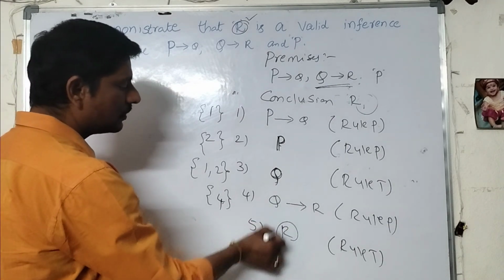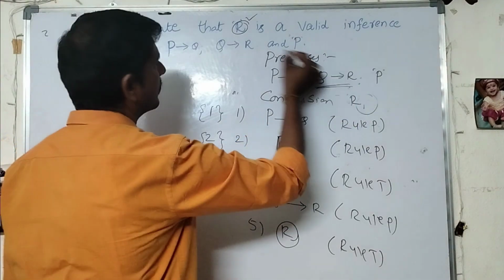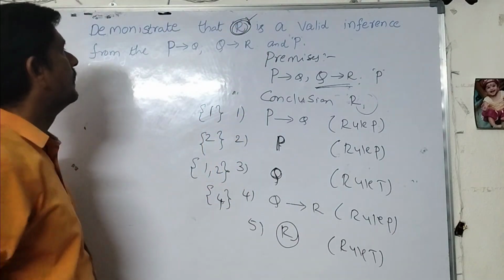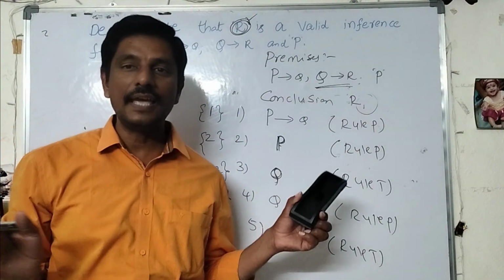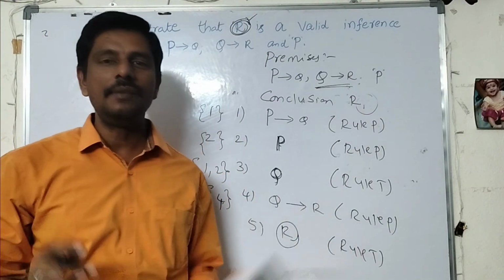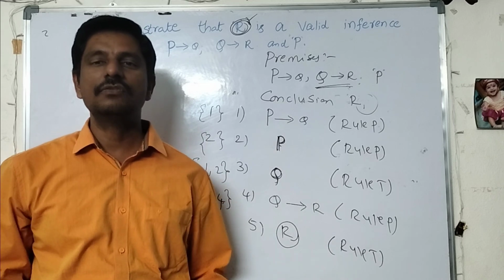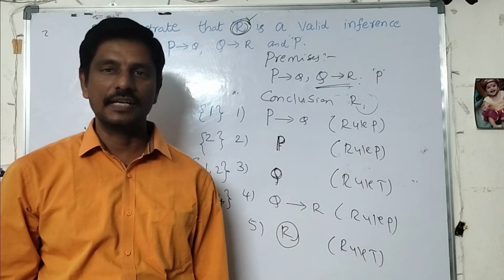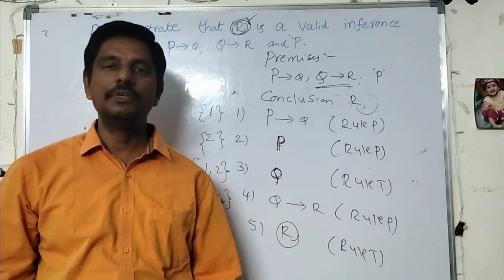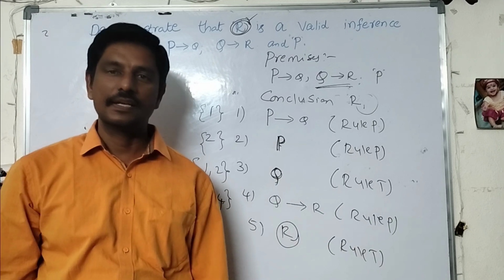So what is the conclusion we need to get? R only. Clear? That means R is a valid inference from the given premises. Like this we do the problems of this kind, inference rules. Okay. If possible we will discuss more problems in the next session.